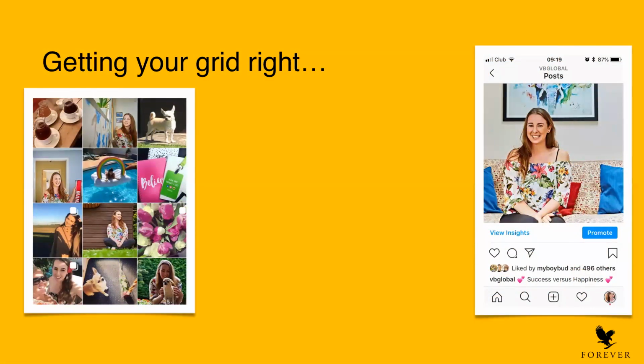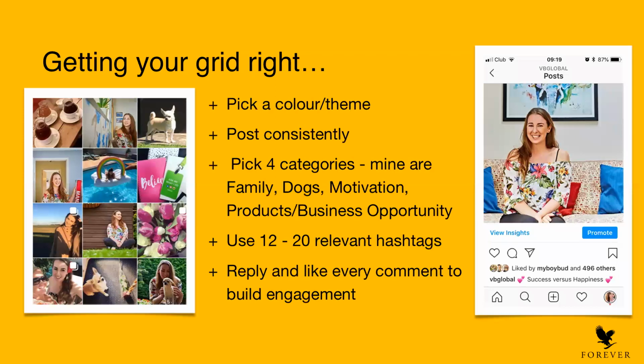So that was your bio. We now want to make sure that we get our grid right. Now the grid is sort of like the homepage of your website, if you like. It can be a little bit glossier than perhaps your stories are. But what I would recommend for this is really picking a colour or a theme.